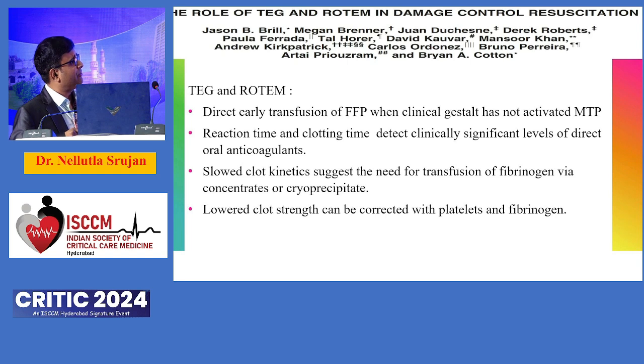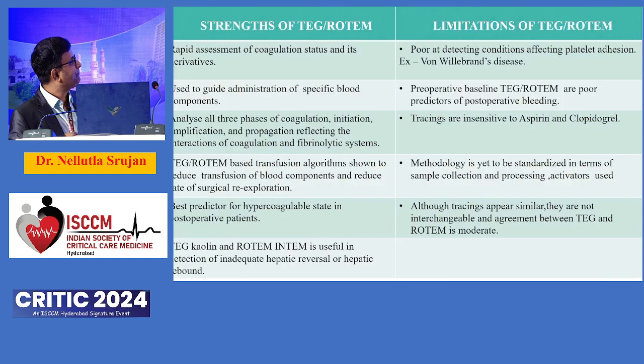Now, the role of TEG and ROTEM in damage control resuscitation, as the most common use, is that you direct the early transfusion of FFP even when your clinical gestalt has not activated your MTP, massive transfusion protocol. The reaction time and clotting time detect significant levels of direct oral anticoagulants, and the slow clot kinetics suggests the need for transfusion of fibrinogen via fibrinogen concentrates or cryoprecipitate. And the lowered clot strength can be corrected with both platelets and fibrinogen.